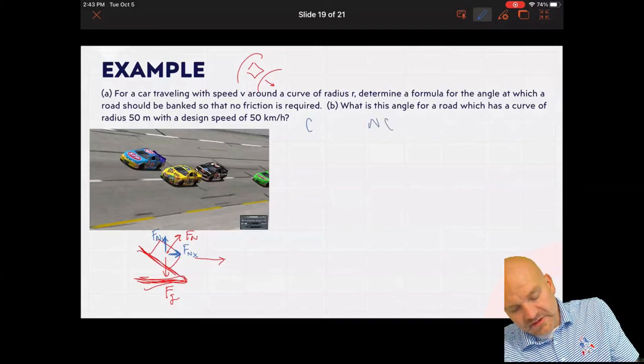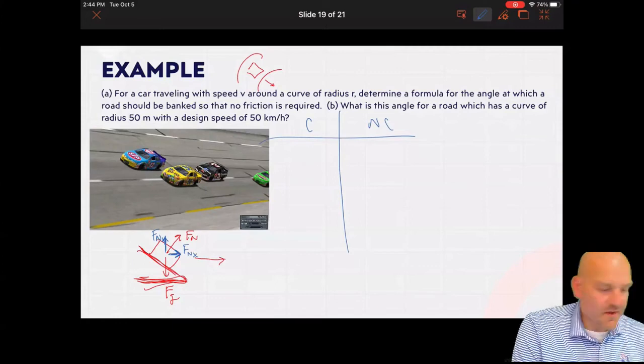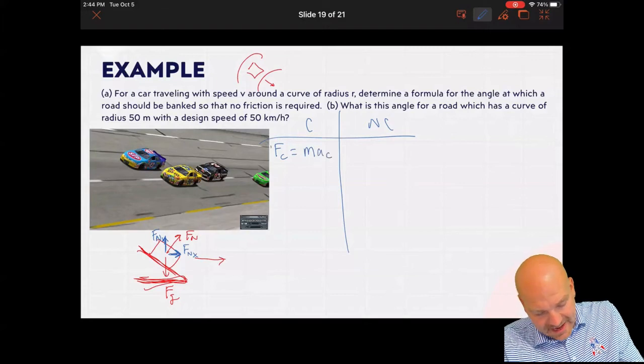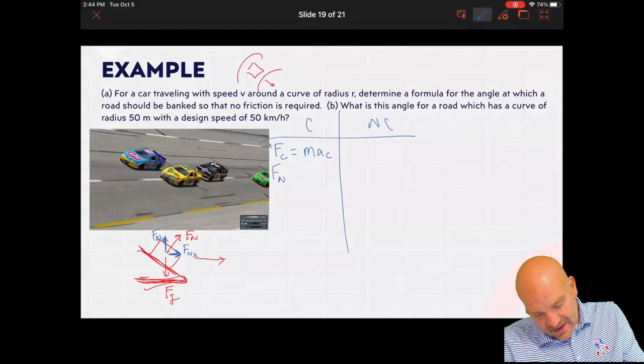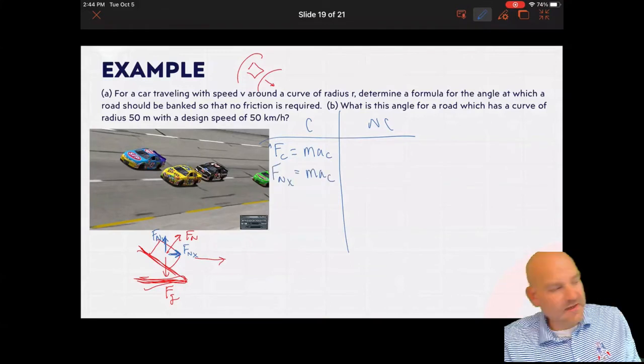So again, I'm going to create my T chart, but I'm not going to call them X and Y. I'm going to call them circular and non-circular. So I've got centripetal force equal to MAC. That's my net force. And so the only force that is acting is FNX, okay? And so that's going to be equal to MAC.